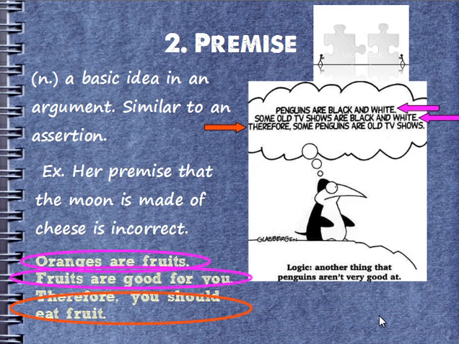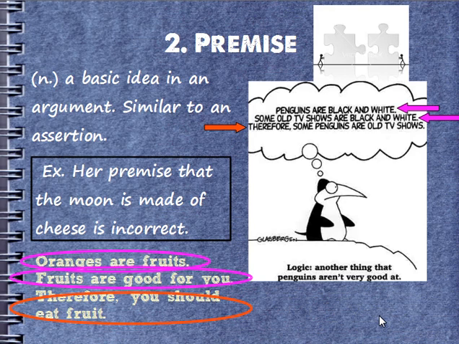Here's your example. Her premise that the moon is made of cheese is incorrect. Make sure you're writing your vocabulary and your example. Pause the video until you're done and then play to continue.